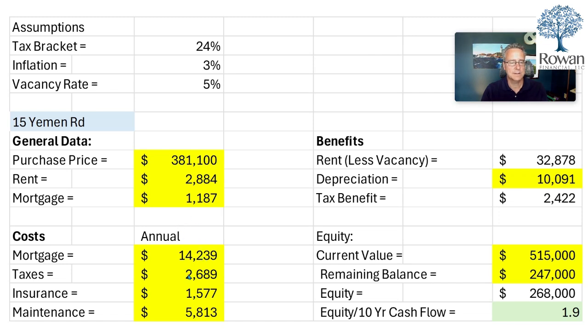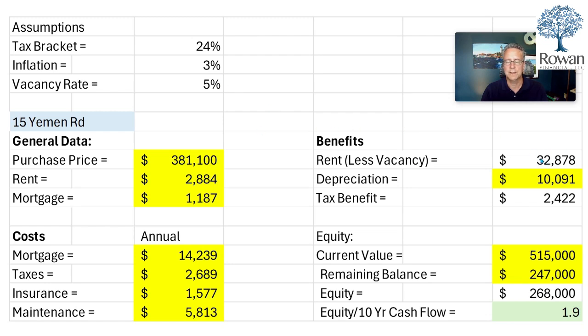And then the taxes, insurance, and maintenance are all put in here. The benefits, I call it benefits and not income, because rent is certainly income, and so we have that less vacancy. I think I may have given you the wrong number for mortgage. It's actually $1,187 times 12 is the $14,239. Rent, which is the $2,884, we're multiplying that times 12 to get to this figure. But again, we're subtracting out that 5% in the spreadsheet.